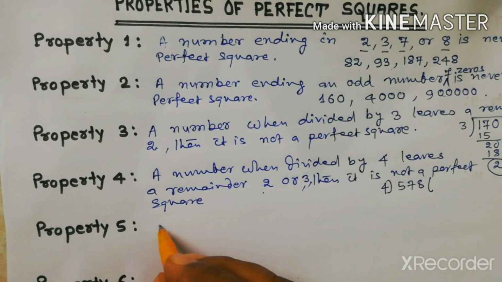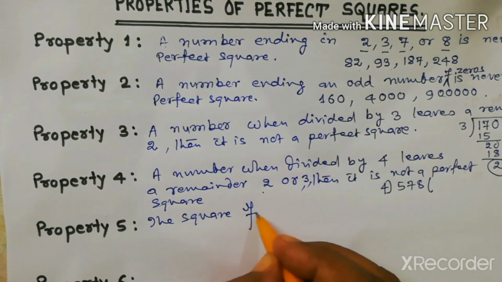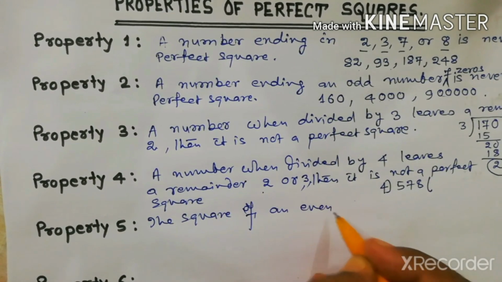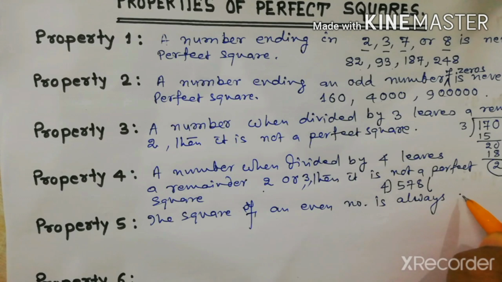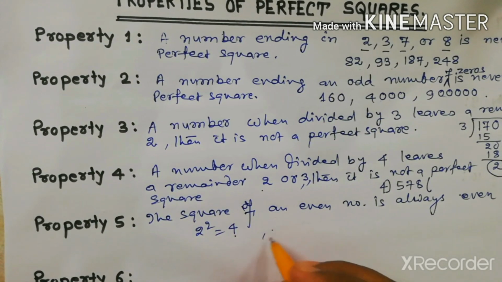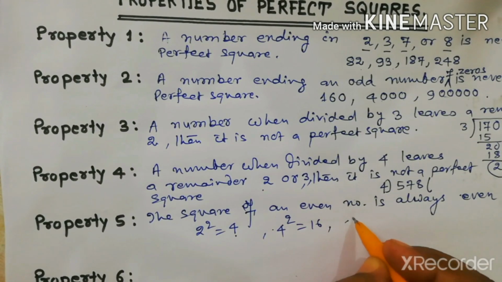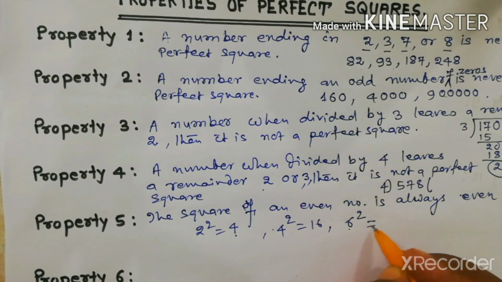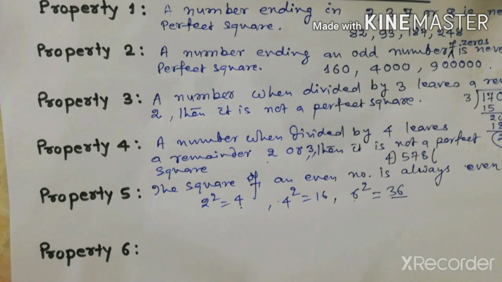Property 5. The square of an even number is always even. For example, 2 square is equal to 4, which is an even number. 4 square is equal to 16, which is an even number. 6 square, 6 is also even, and its square is also an even number. So this is property number 5.